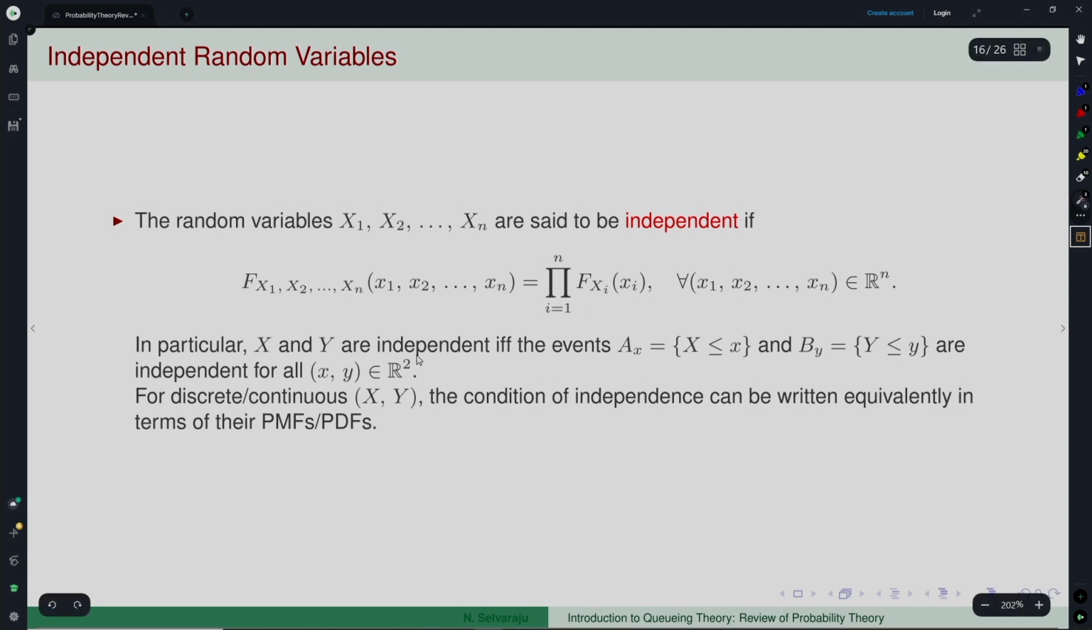This condition can be written in a simpler way, equivalently, whenever either a PMF or PDF exists. Whenever that is not the case, as you know from elementary probability theory, not every distribution function corresponds to a PDF. In such cases one cannot write it that way, and one has to use this definition. But whenever these exist, you can write this down in terms of the PMF or PDF. This is for easy understanding.